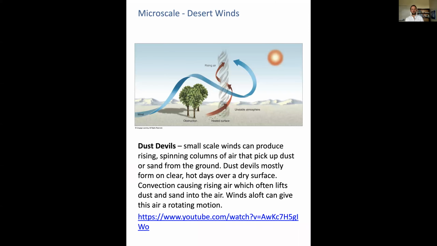Another example is dust devils, and dust devils are small scale winds that look really beautiful. I will show a video in a few seconds. And these are spinning columns of air that form on clear hot days over typically a dry surface. And we can see these because they typically lift sand into the atmosphere. And I'll show you an example right now.